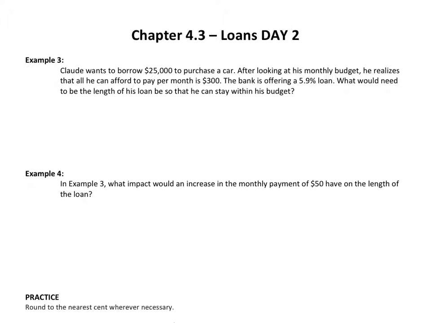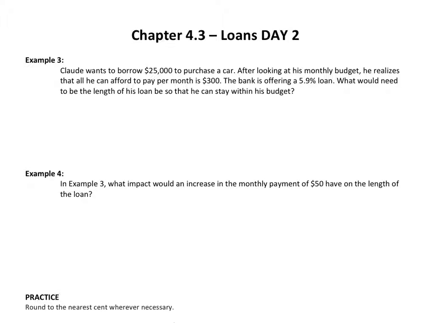pay off this car. So basically, in the formula, this $25,000 is your P. That's your principal. That's what you want to take out for a loan. The $300 monthly payment that you can afford goes in for M. The 5.9% goes in for R. And it should solve for T in years. Remember, T is time in years. So go ahead and pause the video, plug it in the formula, and come back for the answer.